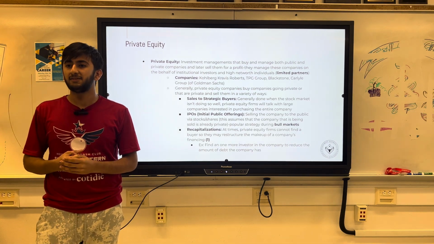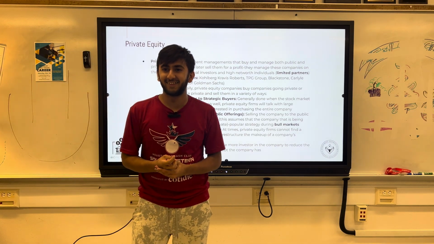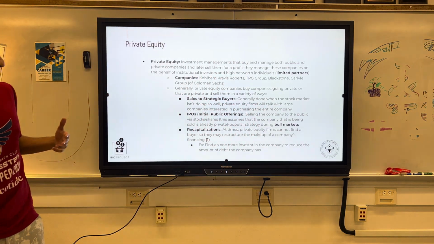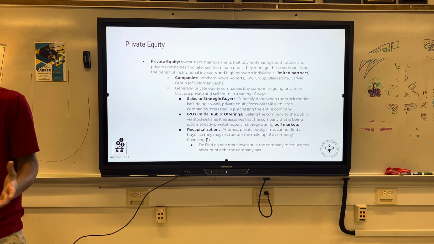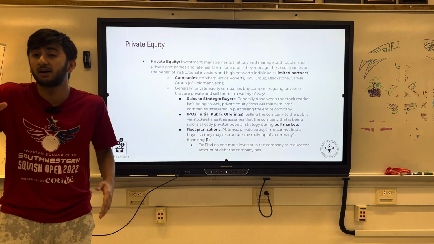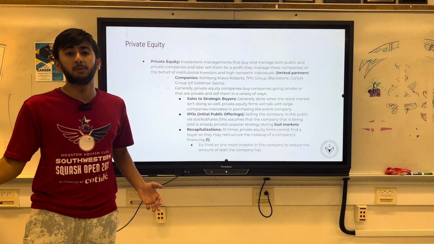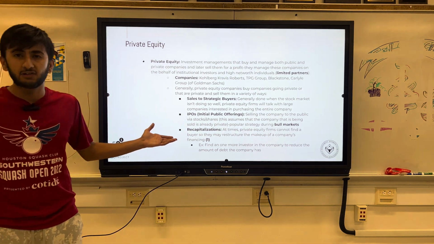Initial public offering. What's up, Reed? Yeah, basically. So initial public offerings are what allow companies to put their stock on the stock market. Prior to a company going through an initial public offering, they're private. When they go through an initial public offering, they're public. What's the difference between the two?